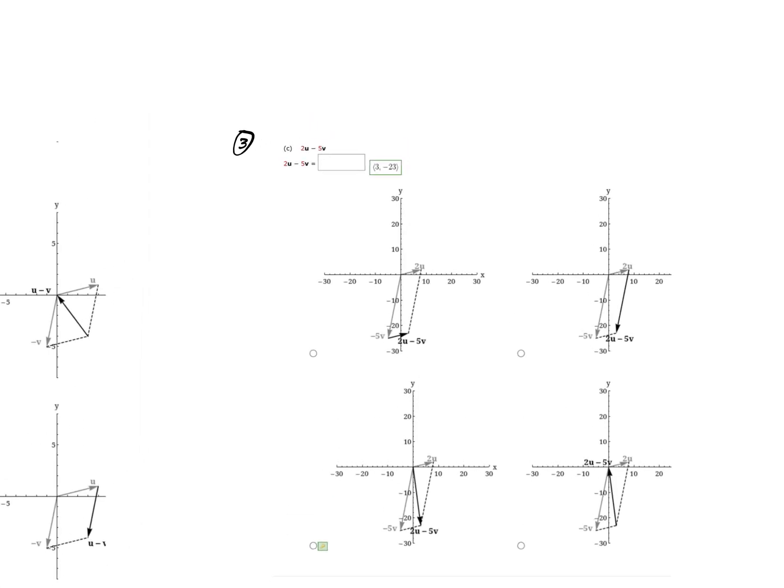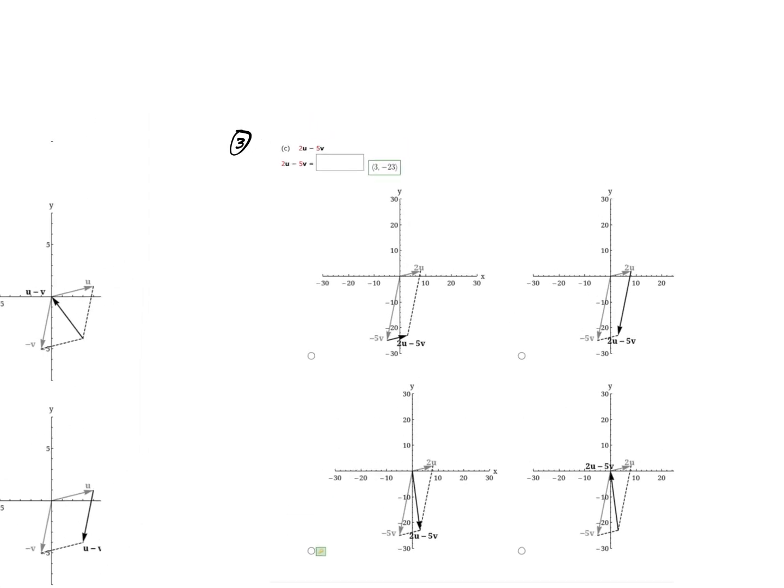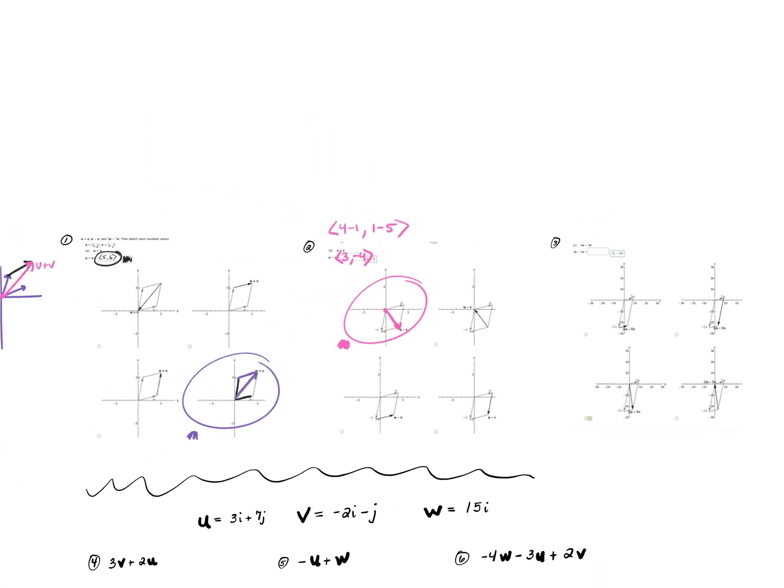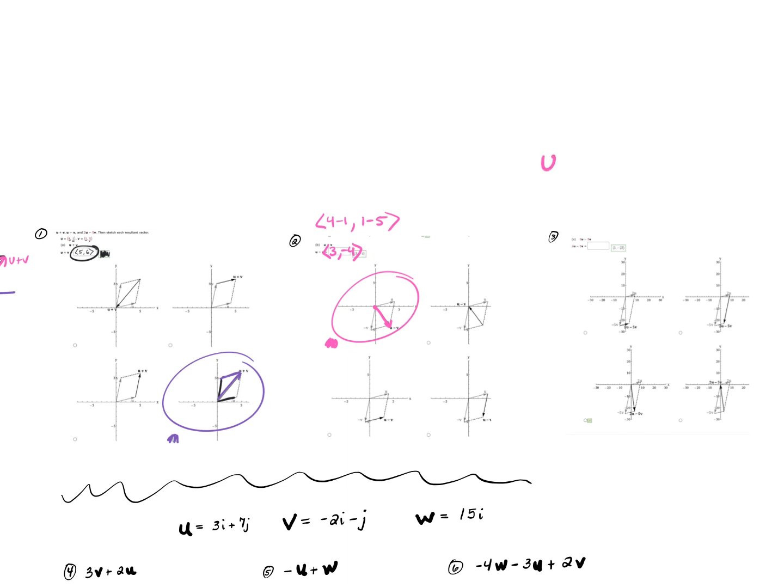And then for 3, we have 2 times u minus 5 times v. Let me write down what u and v are here.